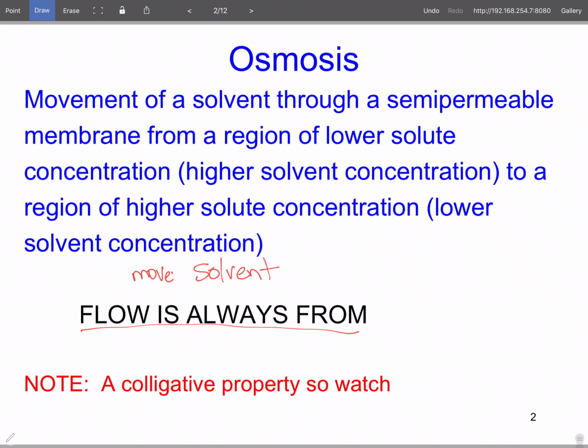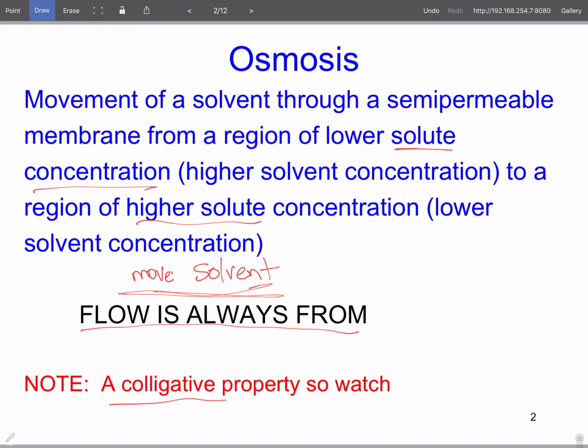Now, biology does this as well, but biology looks at it from the solute particle viewpoint, which kind of drives me insane, because they're looking from the lower solute concentration to the higher solute concentration. And that doesn't make any sense, because we're looking at the solvent moving around. So I'll show you an example of this, and it'll make more sense as we look at it. But just remember that if you look at what is actually moving, it's easier to keep with it.